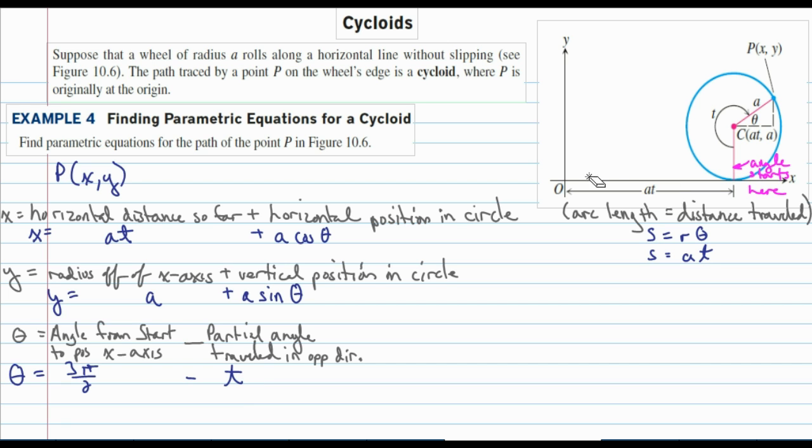Now remember, this wheel is continuing to spin and spin. So then we also can add a number of full circles that have been completed, so 2k pi is fine. And k will just be the number of complete circles.